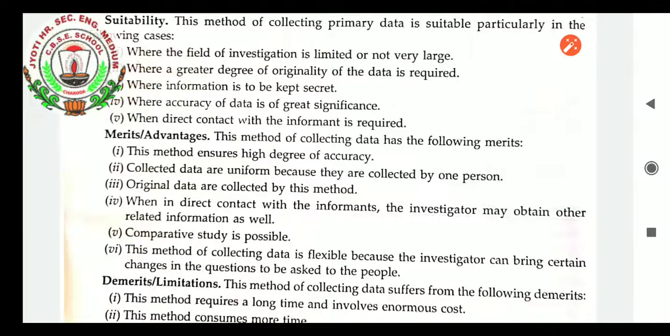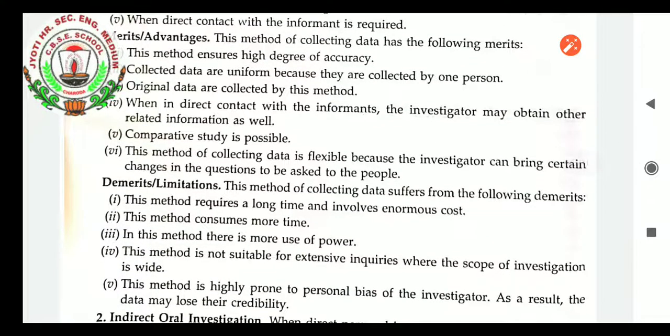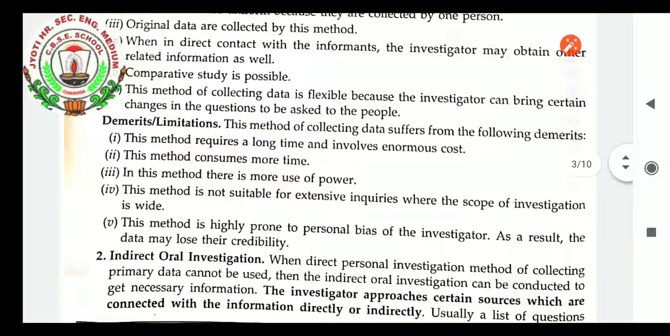Original data are collected by this method only. With direct contact with the informant, the investigator may obtain other relevant information as well. Comparative study is possible. Yes, the same type of study can be done through this method. This method of collecting data is flexible because the investigator can bring certain changes in the questions to be asked to the people.